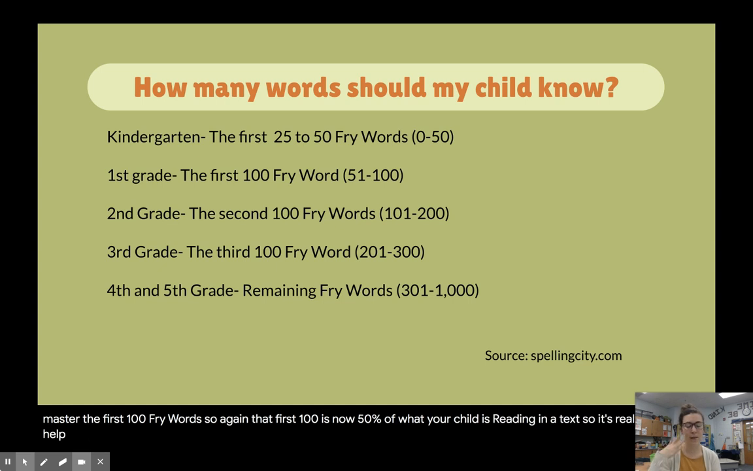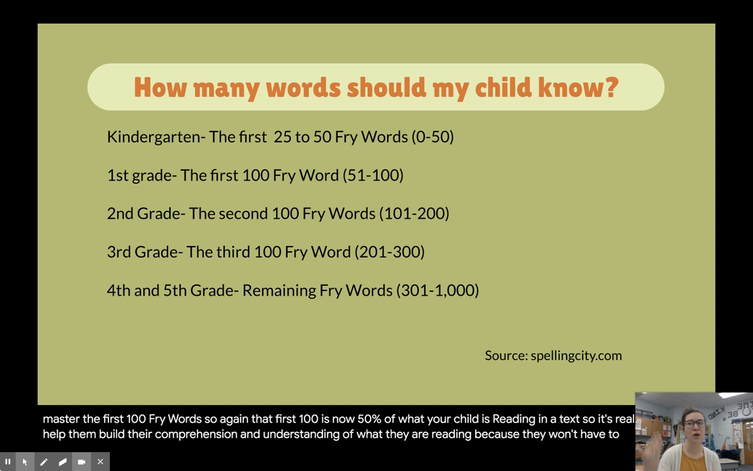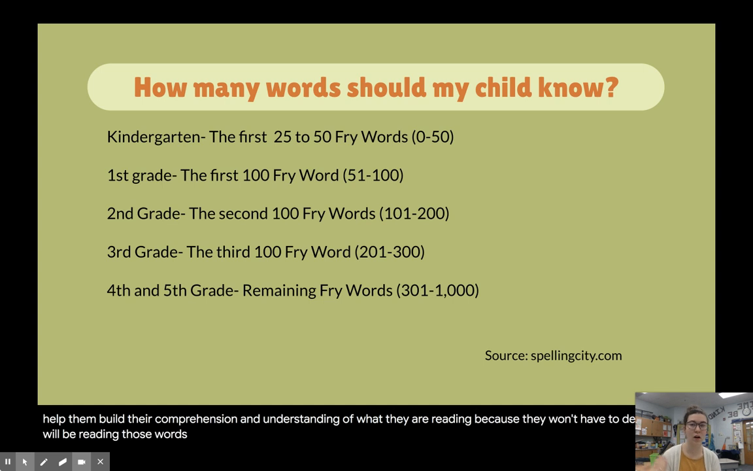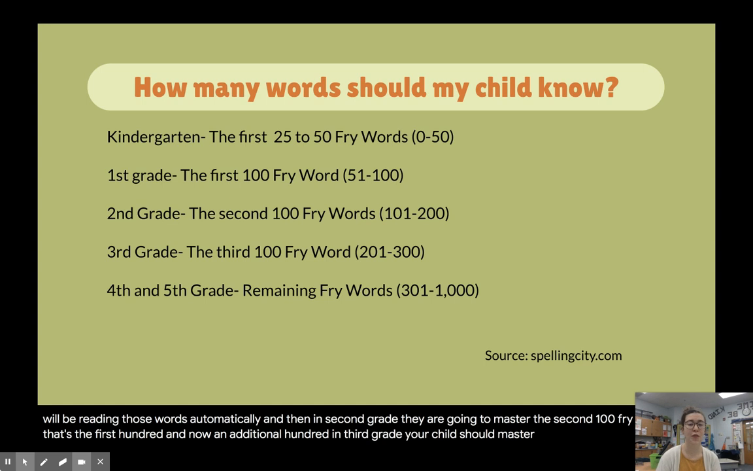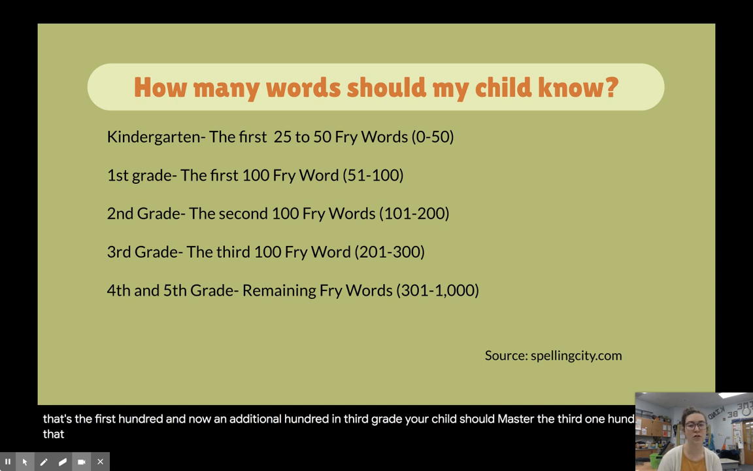So again, that first 100 is now 50% of what your child is reading in a text. So it's really going to help them build their comprehension and understanding of what they are reading, because they won't have to decode it. They will be reading those words automatically. And then in 2nd grade, they are going to master the second 100 Fry words. So that's the first 100 and now an additional 100. In 3rd grade, your child should master the third 100 Fry words. So that's 201 to 300 sight words.